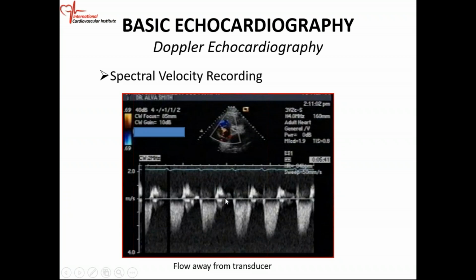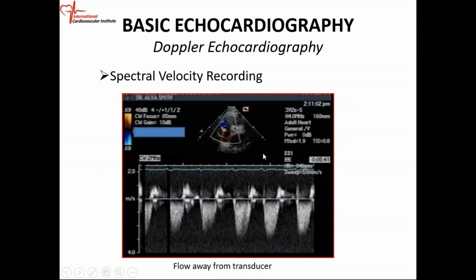Not only that, if you look at your ECG, you have systole, which is from the onset of the QRS to the end of the T wave. You have these systolic velocities, which are below the baseline, which is tricuspid regurgitation. So tricuspid regurgitation is a systolic flow. Once you look at your ECG, from the beginning of the QRS to the end of the T wave, that is systole. So it's a systolic flow, which is below the baseline.